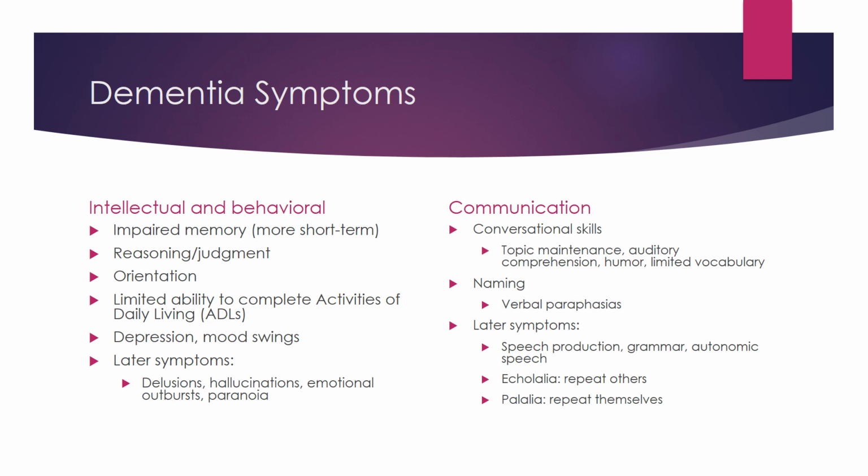And then for later symptoms, they can have delusions or hallucinations, very large emotional outbursts, or paranoia. And so this is where they may get scared, they may attack somebody, and different issues like that.